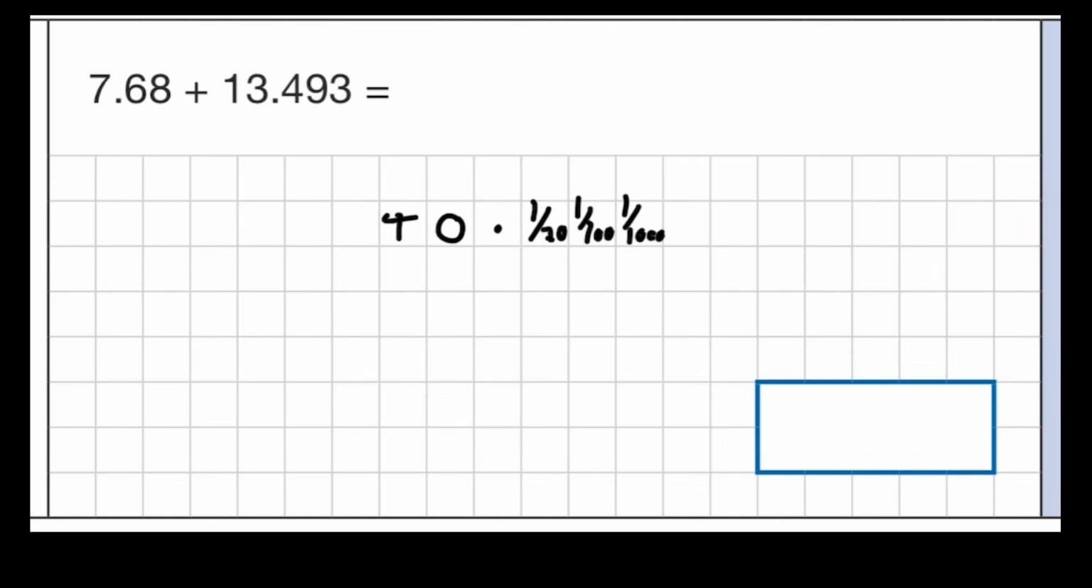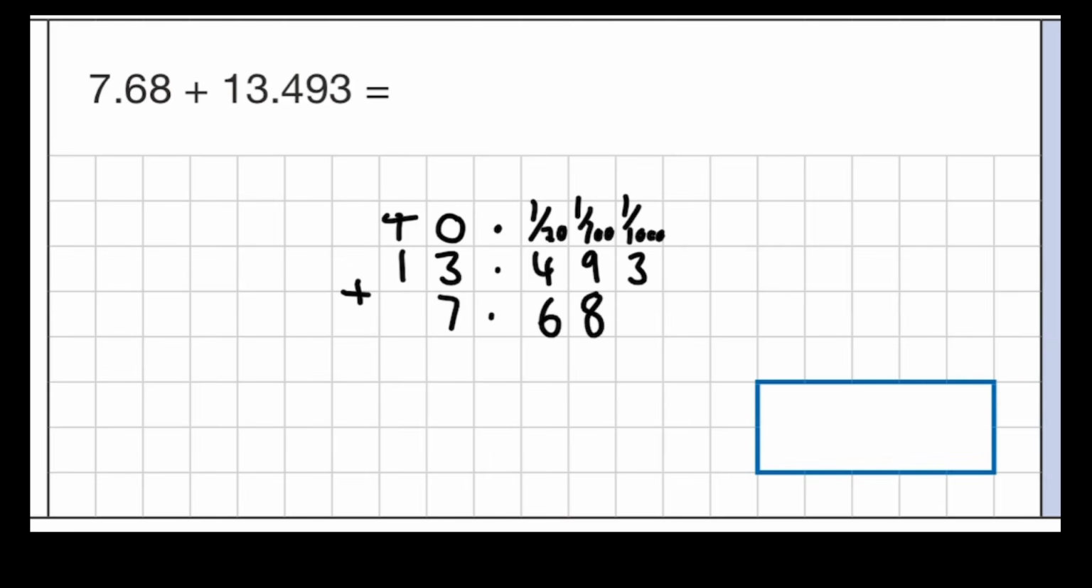13.493 has 1 ten, 3 ones, 4 tenths, 9 hundredths, and 3 thousandths. And then to this we're going to add 7.68, which is 7 ones, 6 tenths, and 8 hundredths.